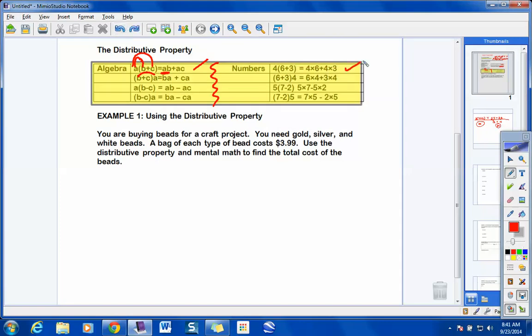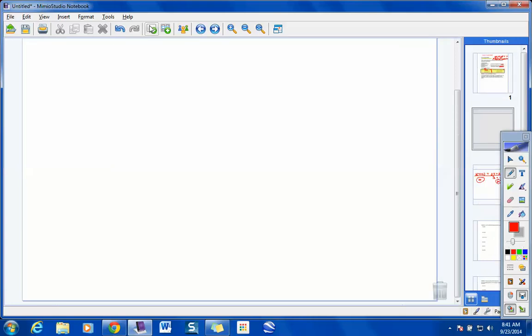I want to rewrite this on a different page so I have some room to work. And again, this is just one of those deals where you have a numerical expression. So wasn't it 4 times, wasn't it 6 plus 3? Is that what it says? Yeah. All right, and I'm telling you that that's the same as, okay, what's it say?